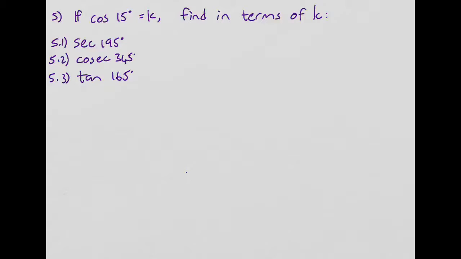For the first one, 5.1, sec 195, the first thing we do is actually reduce it. We know that to reduce sec 195, we're going to say 180 degrees plus 15 degrees. And that's in quadrant 3 where sec is negative. So this would be negative sec 15 degrees. Now we know that sec is the reciprocal of cos, which means that this is negative 1 over cos 15 degrees, which then equals negative 1 over k.